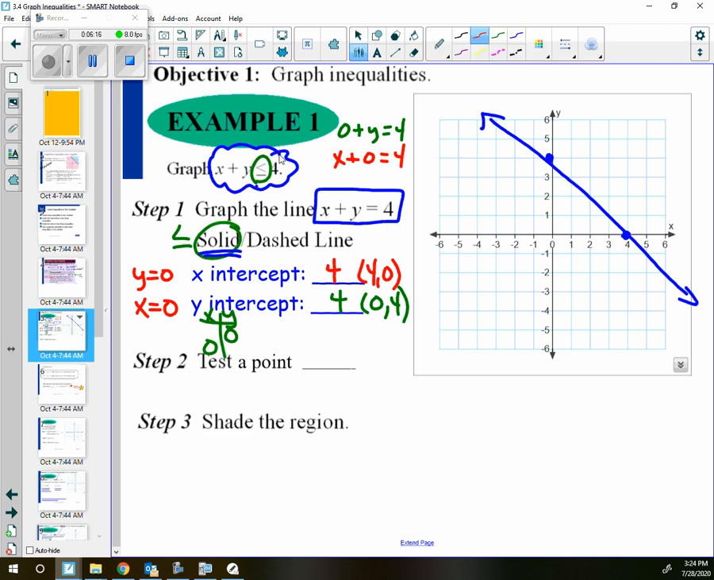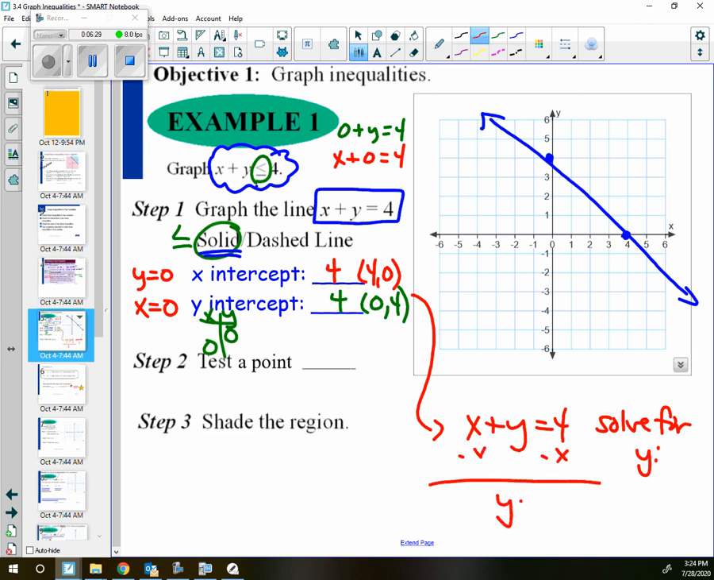Another way to graph, so this is an alternate, so this is an or. You could take this equation and solve for y, put that into slope-intercept form, so you'd subtract the x on each side. So we'd have y equals negative x plus 4. Okay, can you tell me what the slope and y-intercept would be for that line? So the slope, coefficient of the x, remember if there's not a number there, what is that? So that's a 1. So slope is negative 1, and the y-intercept is 4.